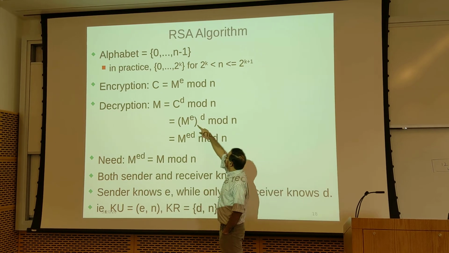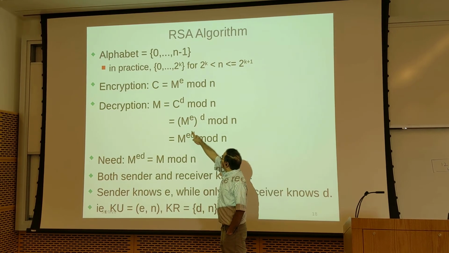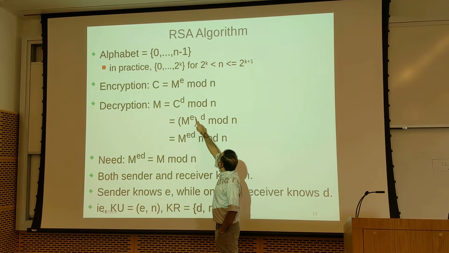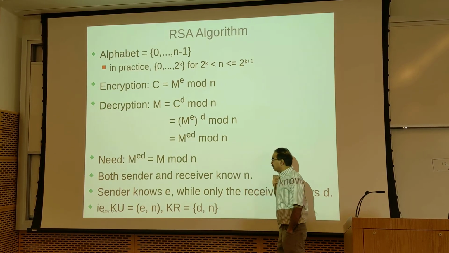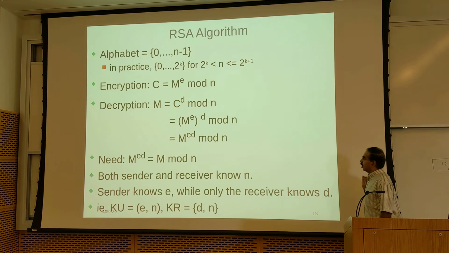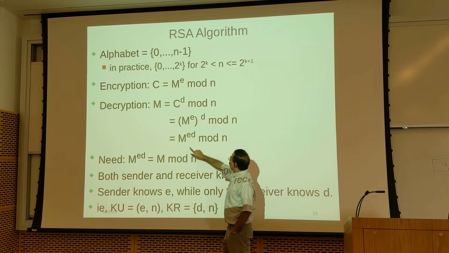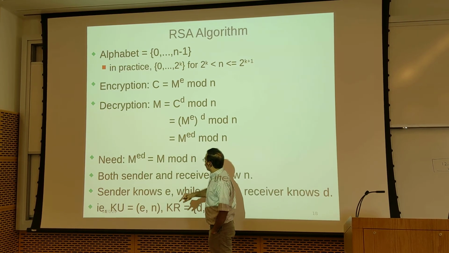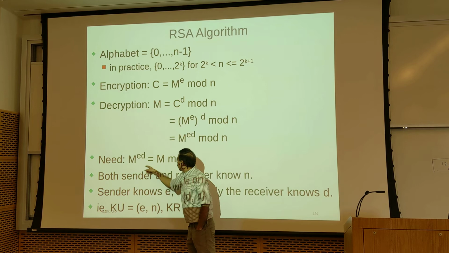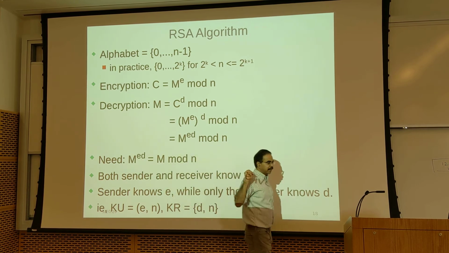And then you get the result. If you do the substitution, the result here is basically m raised to the power e, then raised to the power d, which is m raised to the power ed. In order for you to get the original message at this point, because you did the encryption and the decryption, you want this to be the original message, and that is the property that you need.